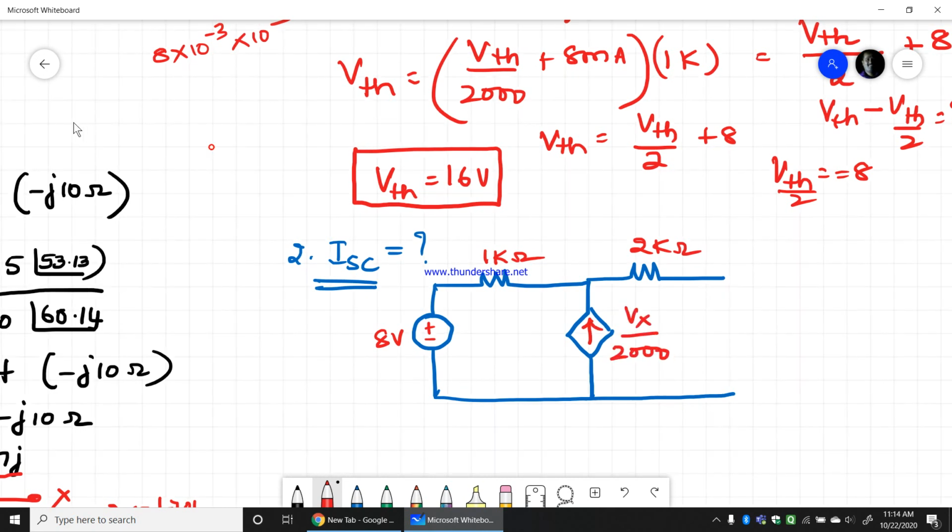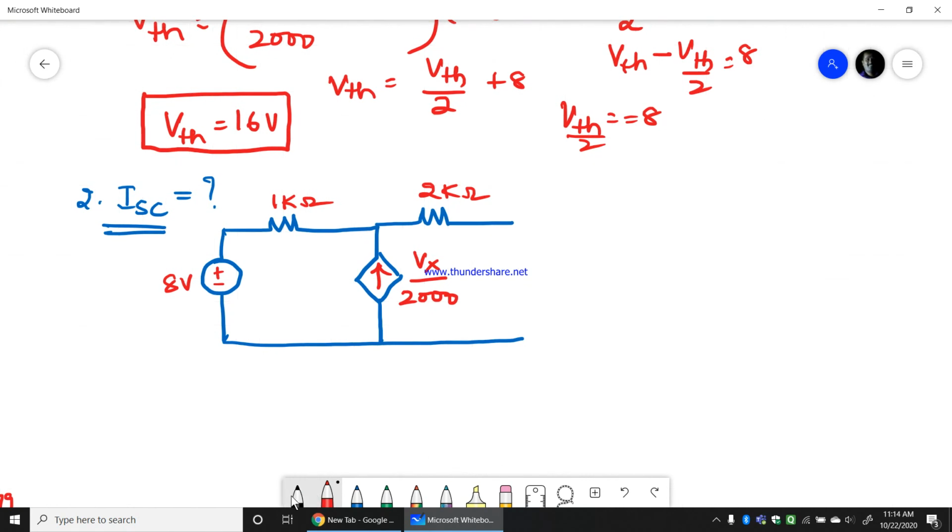Okay, now what we do is we try to short this load terminal and then we find out what is ISC. Now the voltage across this was Vx, right? When you short this terminal, Vx will be equal to 0. Now this dependent source will also become 0. Once the current of the dependent source equals 0, the dependent source is a current source. If the current source value is 0, then this entire dependent source will behave as an open circuit.